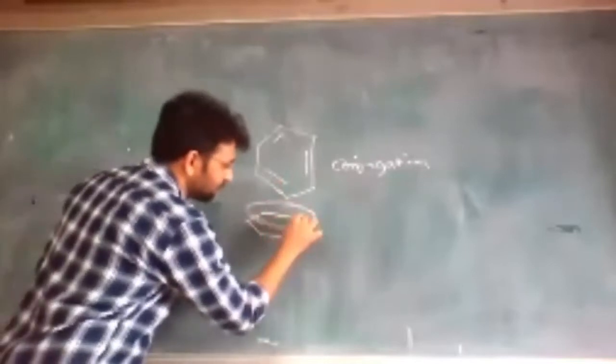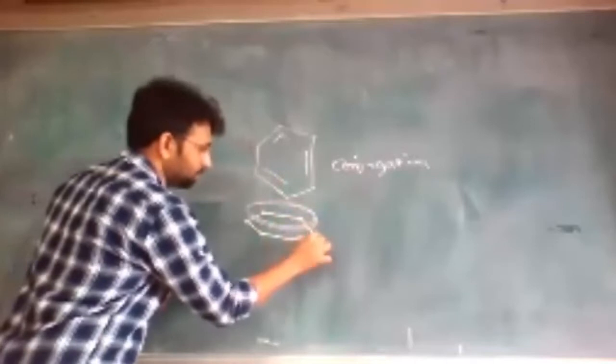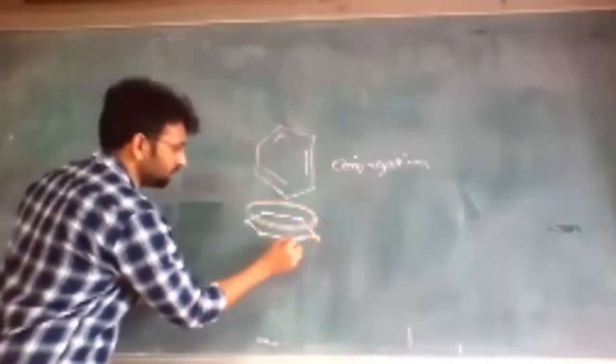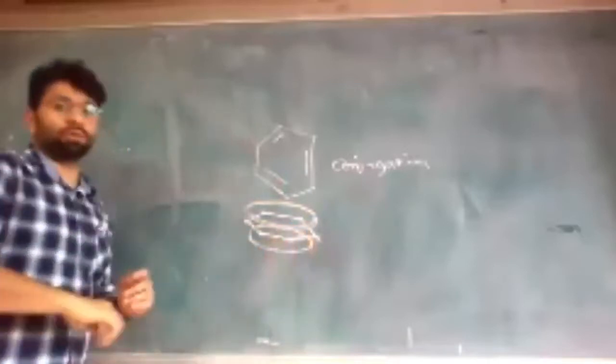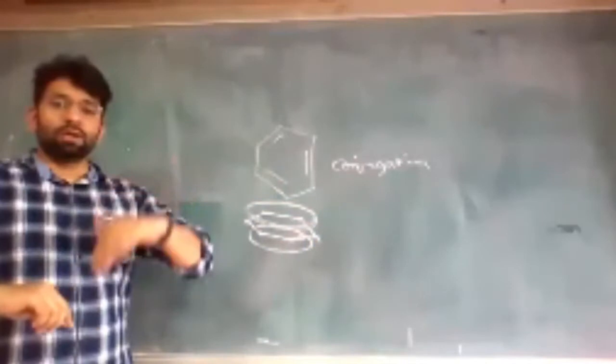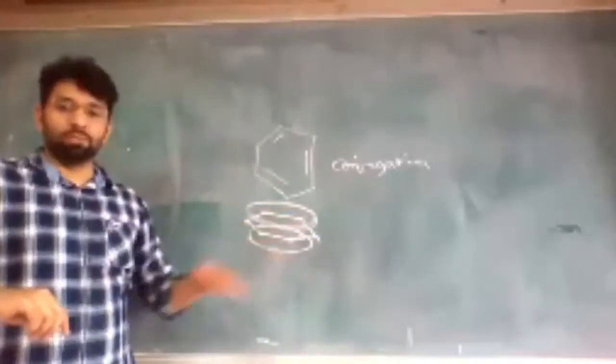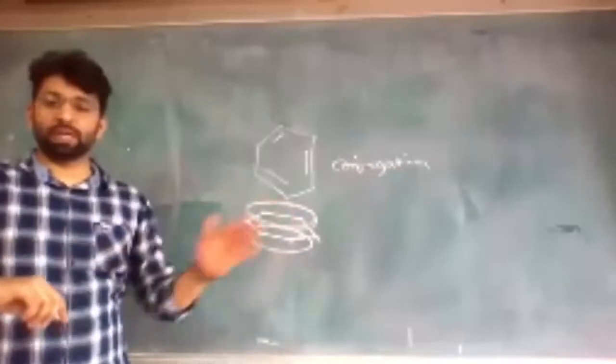this is the basic skeleton of benzene that is made up of carbons, and above and below the benzene there is a big cloud of pi electrons. These pi electrons move above and below the plane of benzene. It means the benzene structure is planar.